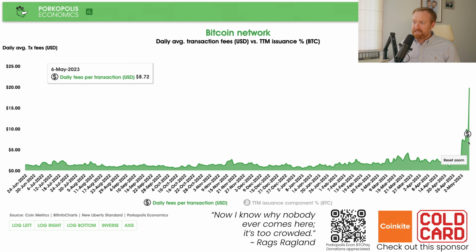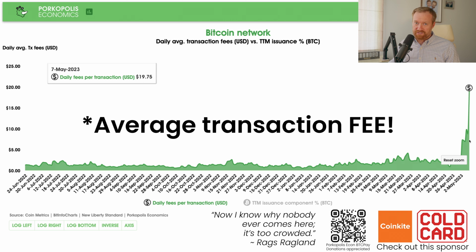This data is actually the network data that I collect. This is as of 2 days ago, as of this recording, so May 7th: $19.75 average transaction on that day.